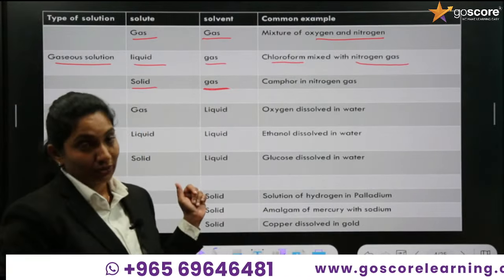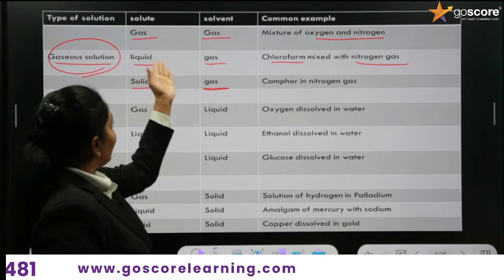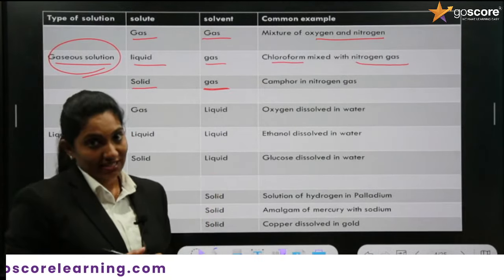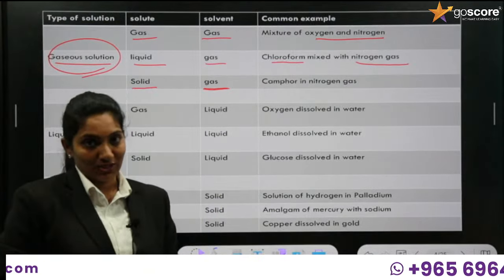So these all are different examples for gaseous solution in which the solute may be gas, liquid or solid, but the solvent will be in gaseous state. That is why the resultant solution is a gaseous solution. Okay. Now let's see a liquid solution. Liquid solutions means the solvent will be in the liquid phase.